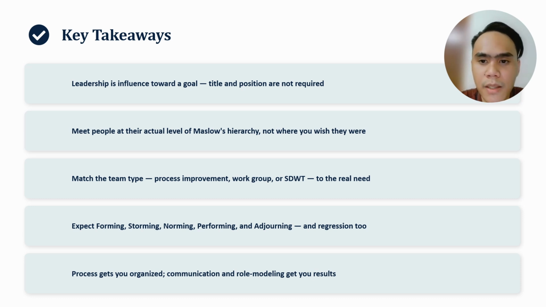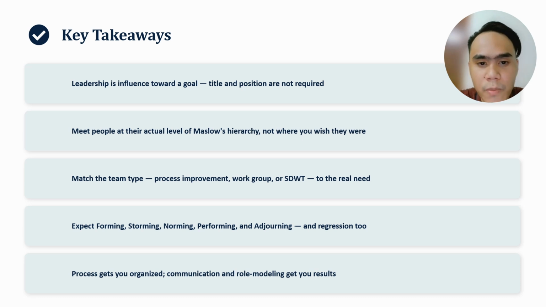Second is meet people at their actual level of Maslow's hierarchy, not the level that you wish they were operating from. A leader who tries to inspire self-actualization in someone who's actually worried about job security is speaking past them entirely. So diagnosing the real need is the first step to actually motivating someone.